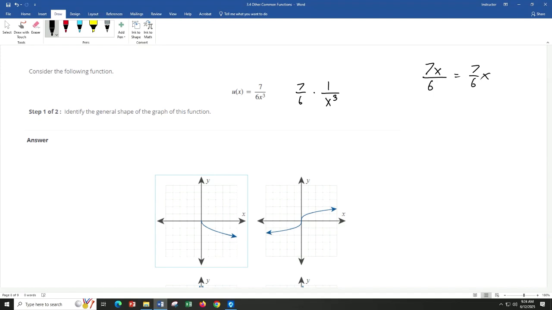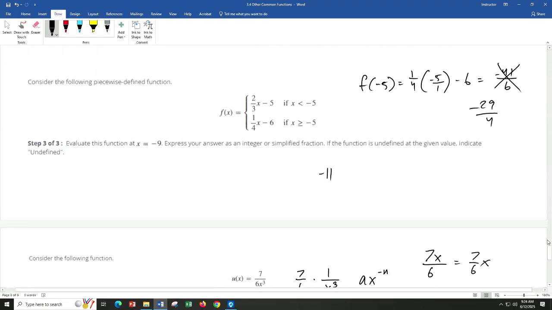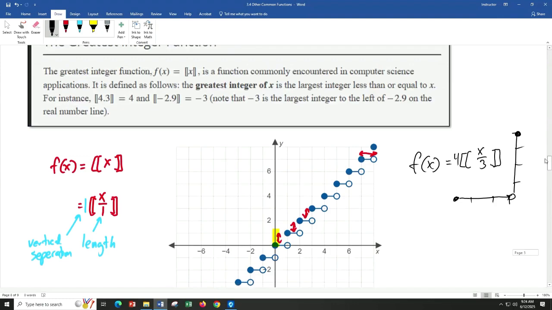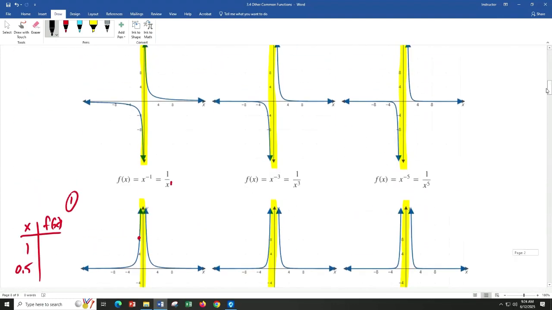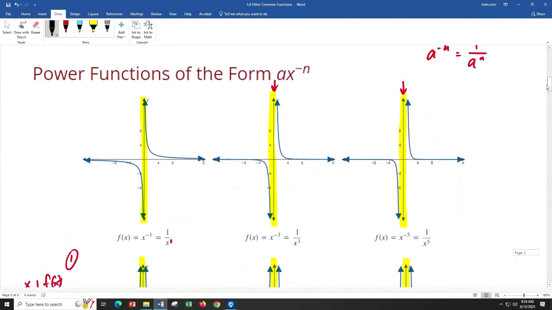So now what are you seeing? Look for the one that looks like this: a to the x to the negative n. Yes, scroll back up, take a look. Right there.